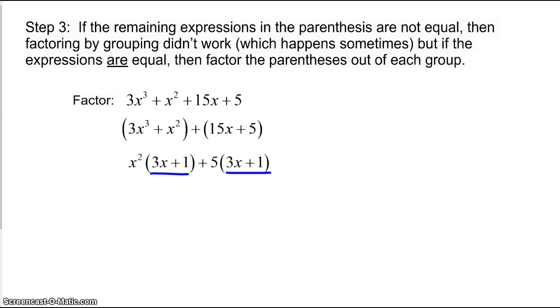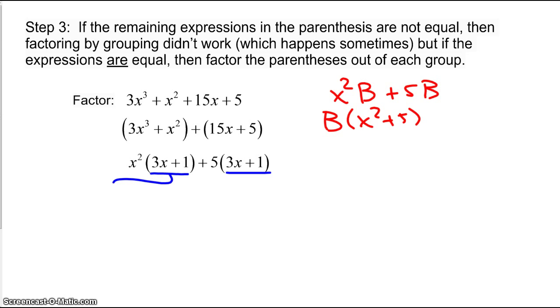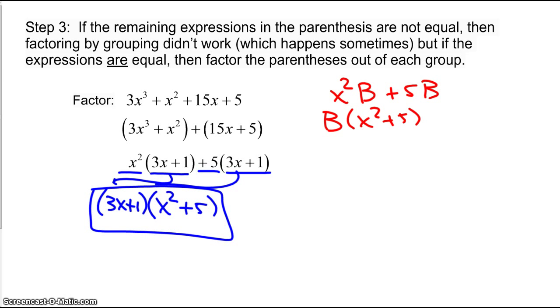Let me show you over here on the side what I'm going to do. If I had x squared times b plus 5 times b, hopefully you agree that I could factor the b out as a greatest common factor, and I'd be left with x squared plus 5, right? So all I'm going to do is the same thing, except that the b that I'm going to factor out is the whole thing in the parentheses. So I'm going to be factoring out the thing in the parentheses onto the side, 3x plus 1. And what I'm left with is x squared plus the 5. And so that's how this factors by grouping.